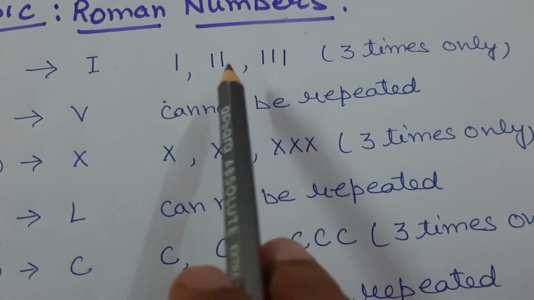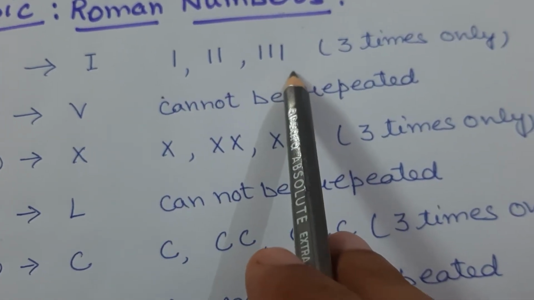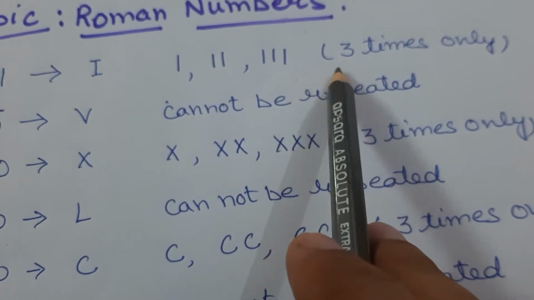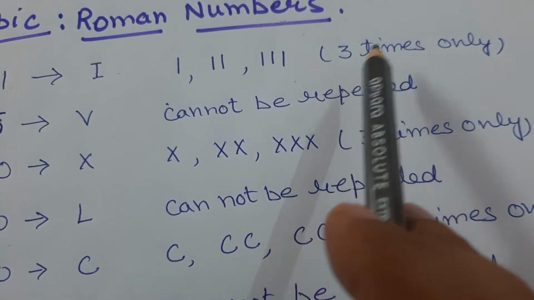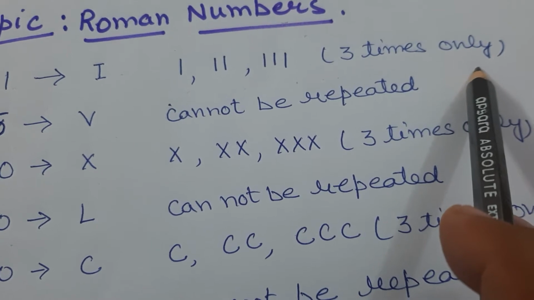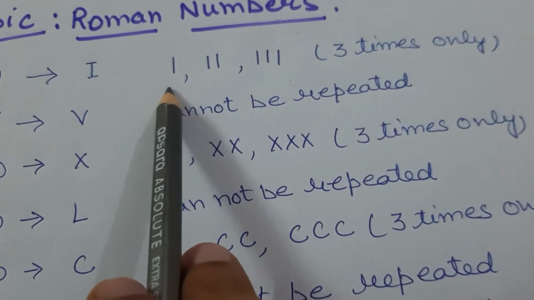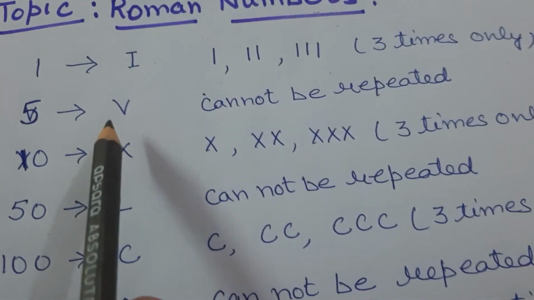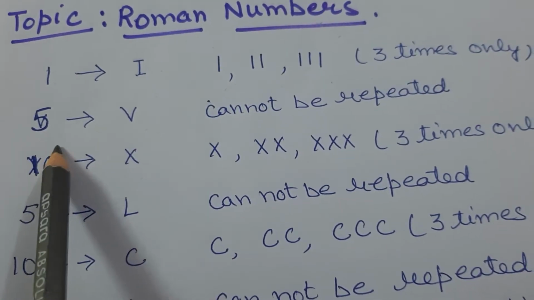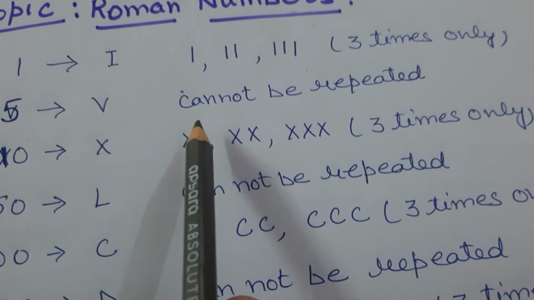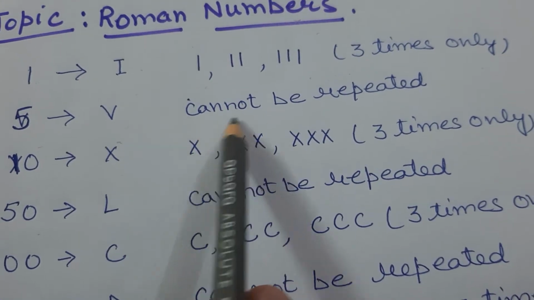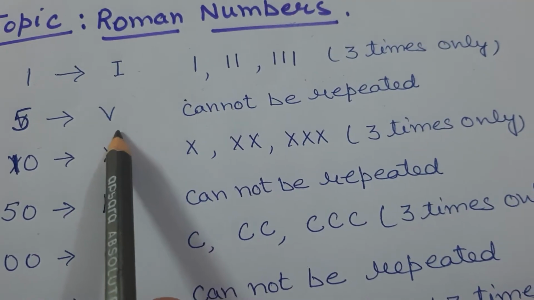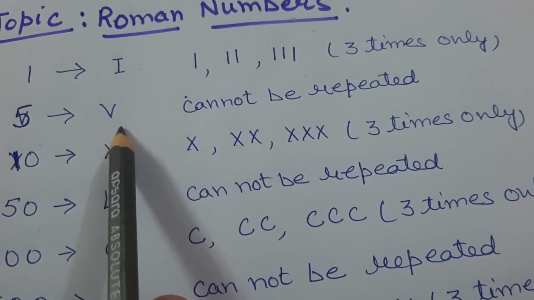I can be repeated only a maximum of 3 times. After 3 times it cannot be repeated. It will be wrong if you write I 4 times for 4. I can be repeated only 3 times. Next is the V symbol, which is for the value 5. This symbol cannot be repeated at all. It can be used only once.